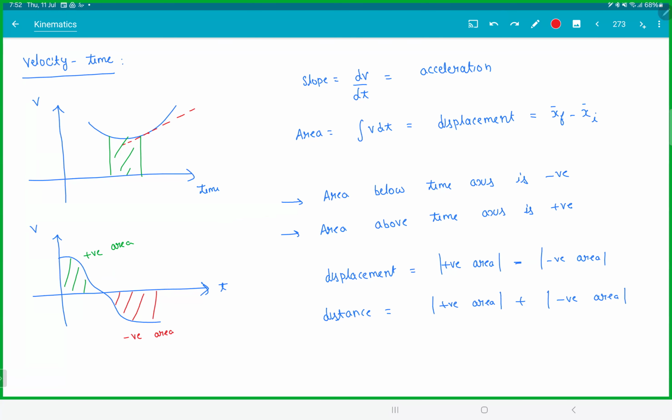Have a look at this, everyone. Let's see a problem based on this. Turn the page.